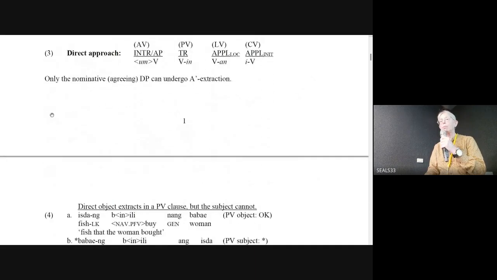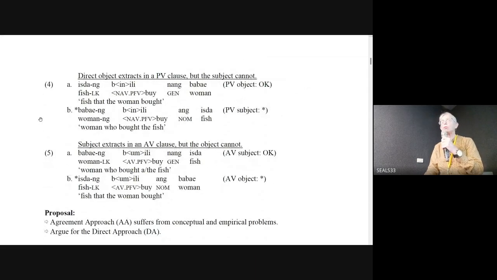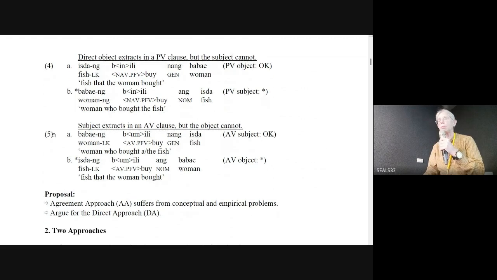Final thing that I'm going to talk about before moving on is the extraction restriction. You've seen this today already as well. When A-bar movement takes place, it's typically only the nominative or the agreeing DP that undergoes movement. So in patient voice clauses, the direct object becomes the head of a relative clause, like in 4. In actor voice clauses, it's the subject that moves.